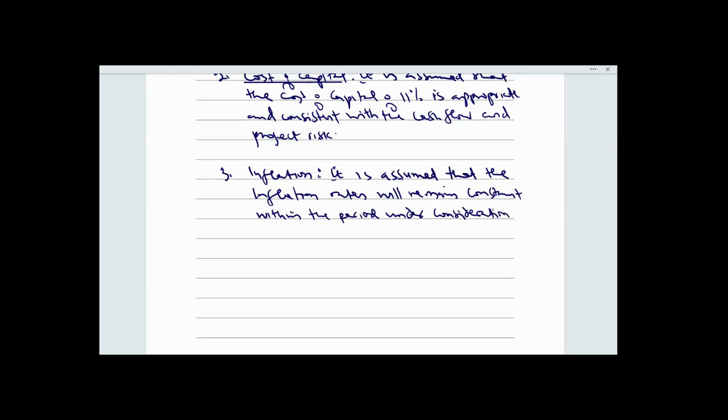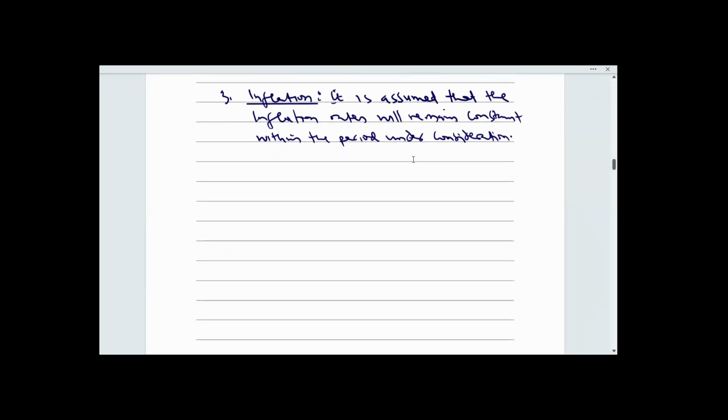You know, we have inflation rate for variable cost, inflation rate for fixed cost, inflation rate for selling price. Say, for example, if the inflation rate for variable costs and fixed costs increase beyond what it is, certainly the decision to accept the project will change because your cost will go up. If your costs go up, then your NPV may be negative. So our assumption here is that the specific inflation rates given to us will remain constant within the period under consideration, or within the relevant range.